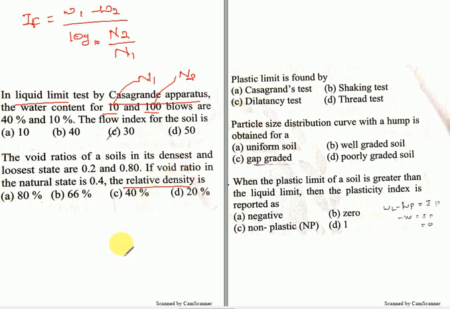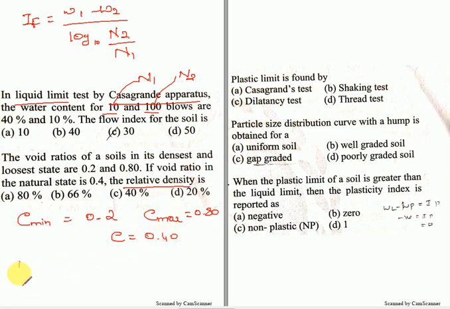So it's the same thing. I'm applying here the void ratio in the densest state and the loosest state. Densest state means e minimum is the densest state. E minimum they have given as 0.2. In the loosest state, that is e max, void ratio in the loosest state, which is 0.80. And the void ratio in the natural state, represented as e, is 0.40.